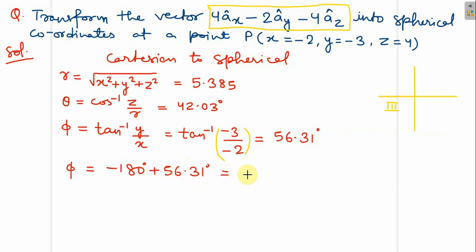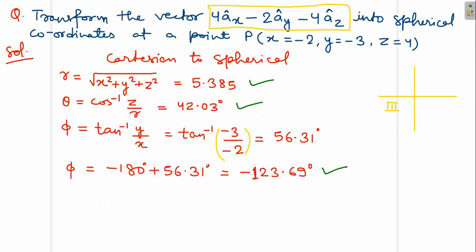So it's equal to minus 123.69. Okay, fine. So this is the value of phi. Okay, so we have now calculated the value of r, theta, and phi also. So all these three values will be used further.